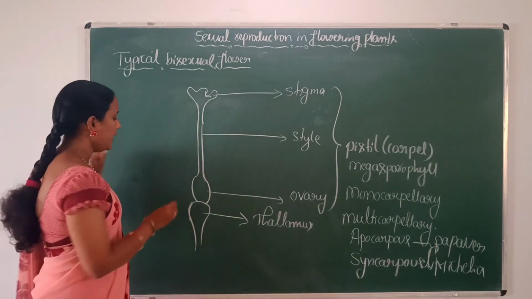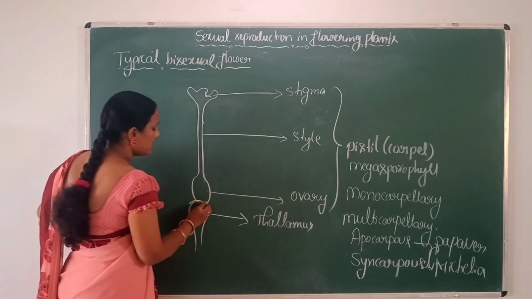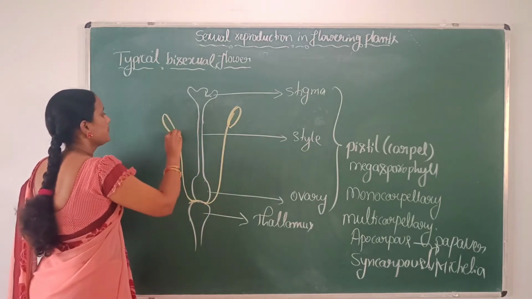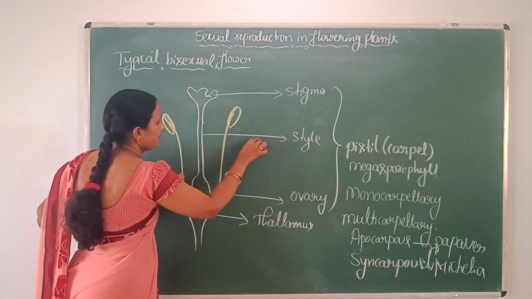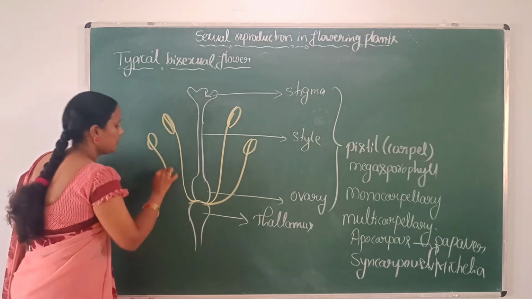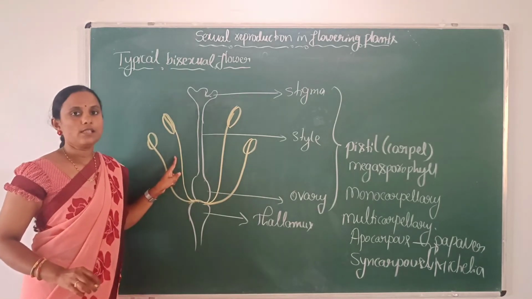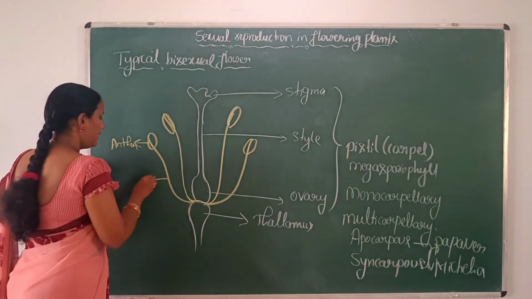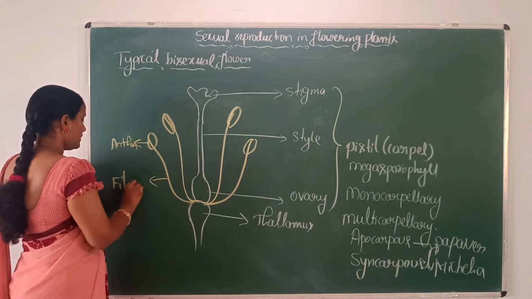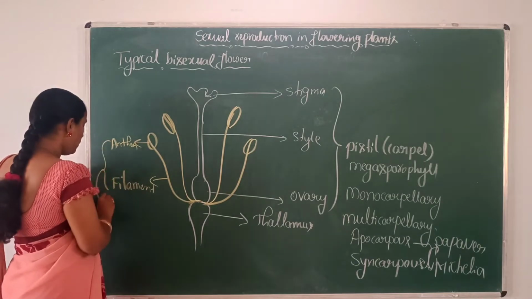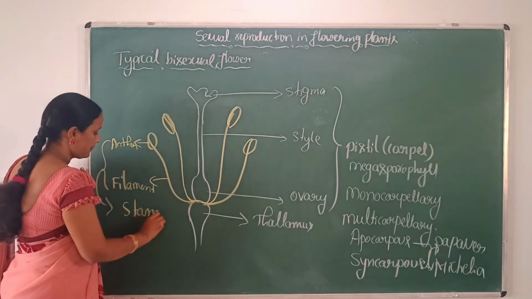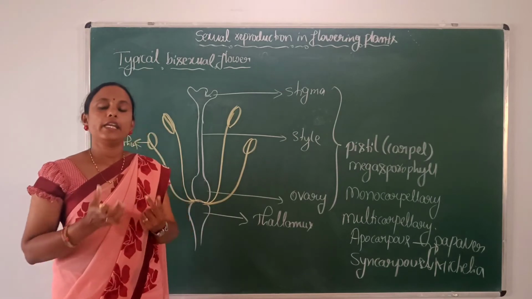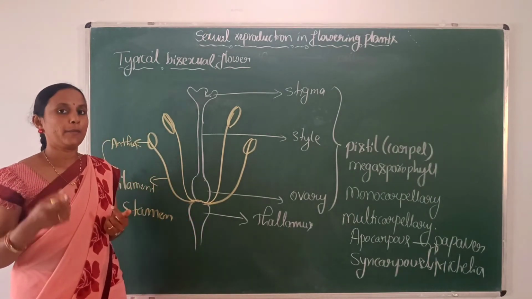Next, from the base of the ovary or from the thalamus, there arise stamens, which are a part of the androecium. So these are the stamens. The stamen consists of a lobed structure called anther and a thread-like structure called filament, and both of these together are called a stamen. All the stamens in a flower are called androecium, the male reproductive structure.